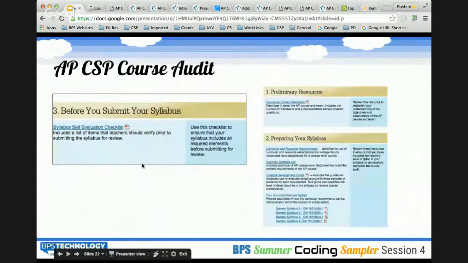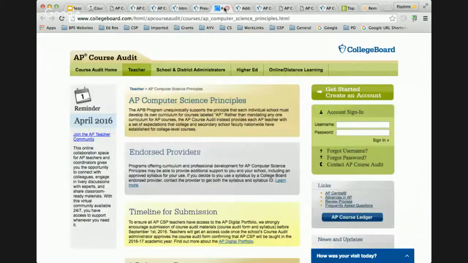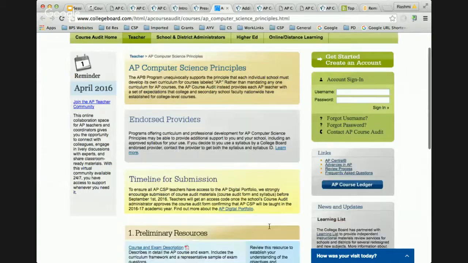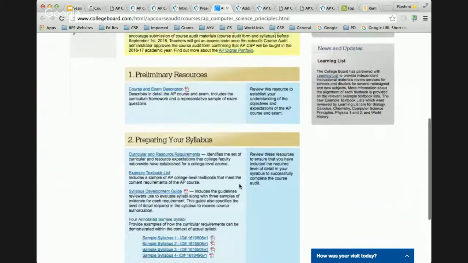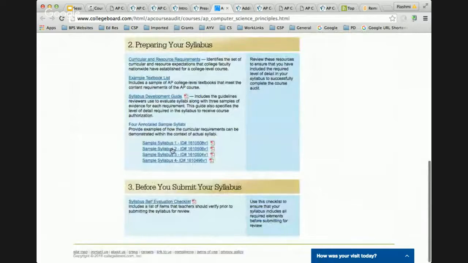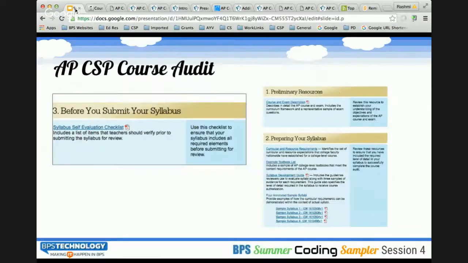The AP course audit, we talked about it a little bit, but if you develop your syllabus, you have to submit it to AP College Board by September 1st of 2016 for approval, and that's the timeline for submission. What they have in here are these 4 sample syllabi that we looked at. I highly recommend you look at them anyways. We have this as a part of your Go Beyond activity, realizing how they vary and what examples or projects they are looking at.